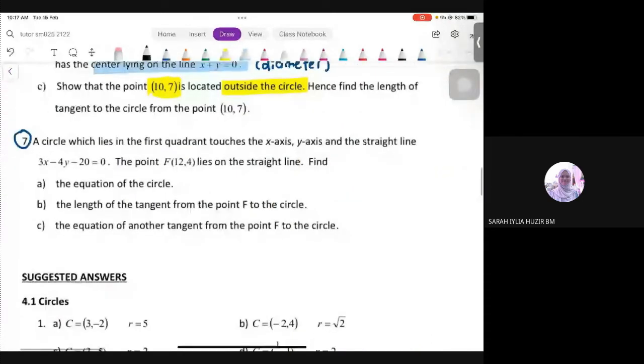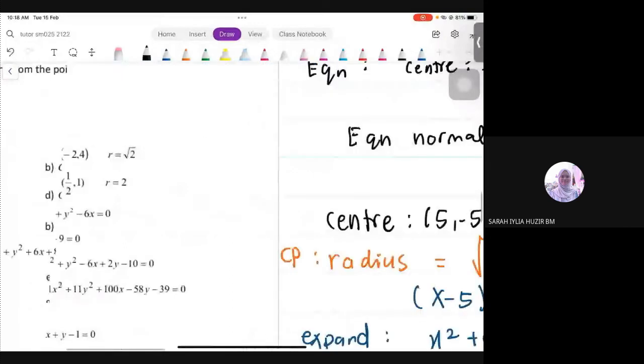Let's go to the last question for circle. We have a circle lying in the first quadrant, touching the x-axis, y-axis and a straight line. The point F lies on the straight line. Then find the equation of the circle, the length of tangent, and the equation of another tangent from the point. This is similar too. If we don't draw the situation, we can't see what the question wants. So now try to sketch it first. We have a circle in the first quadrant, touching the x-axis, y-axis, and also touching the tangent line. Then there is a point lying on that tangent.